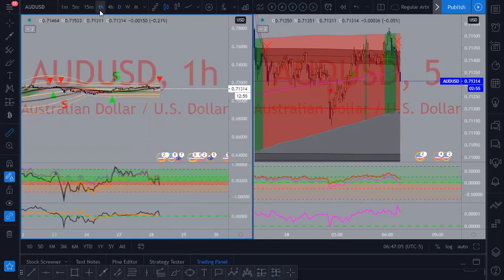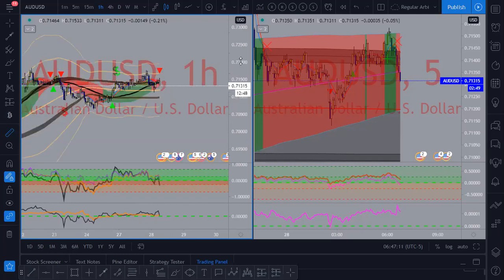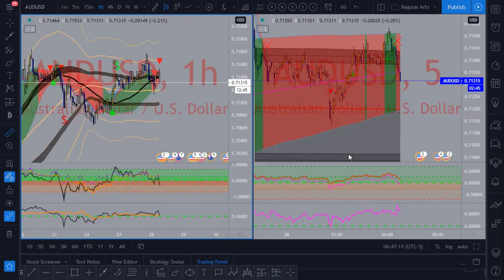Let me see GA real quick. And there's the 1 hour call. The candle hasn't closed yet, so it's not really official, but there's a 1 hour signal right there. The 5 minute is probably gonna pop up in the next 5 or 10 minutes.